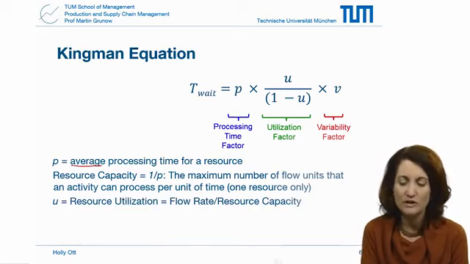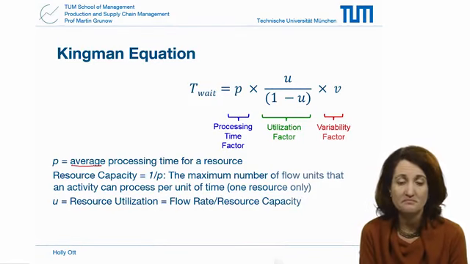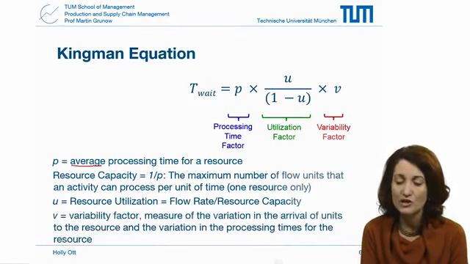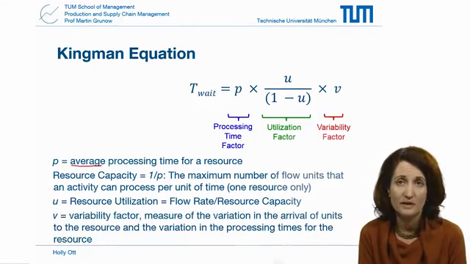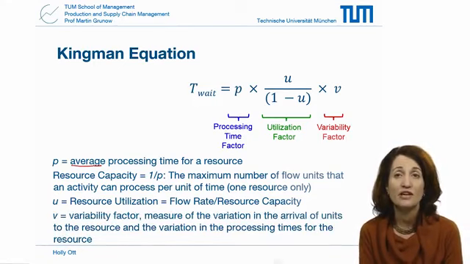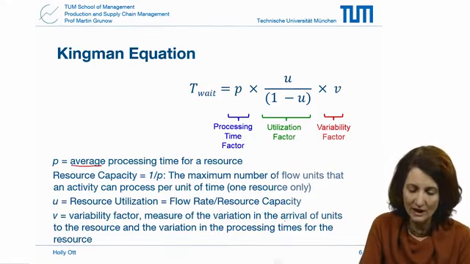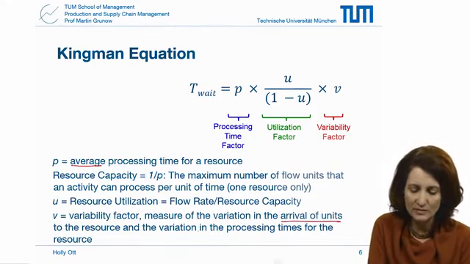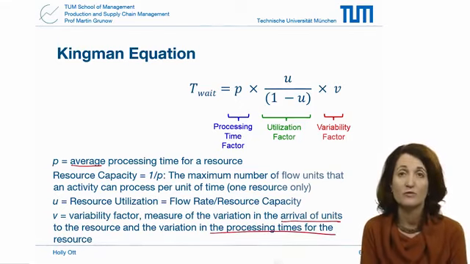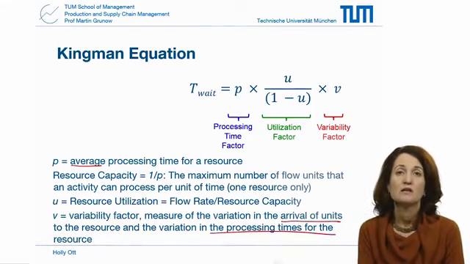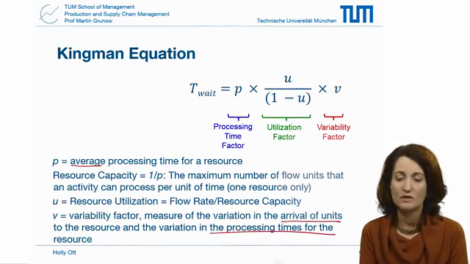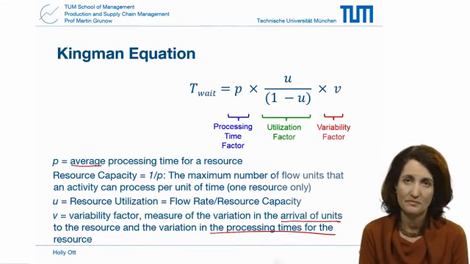Resource utilization, we're now going to call this U. This is the flow rate over the resource capacity. And finally, we have a new variable, V, which we're calling the variability factor. And this is a measure of the variation in, again, the arrival of units to the resource and the processing time for the resource. So in our course, we're going to be giving you V.